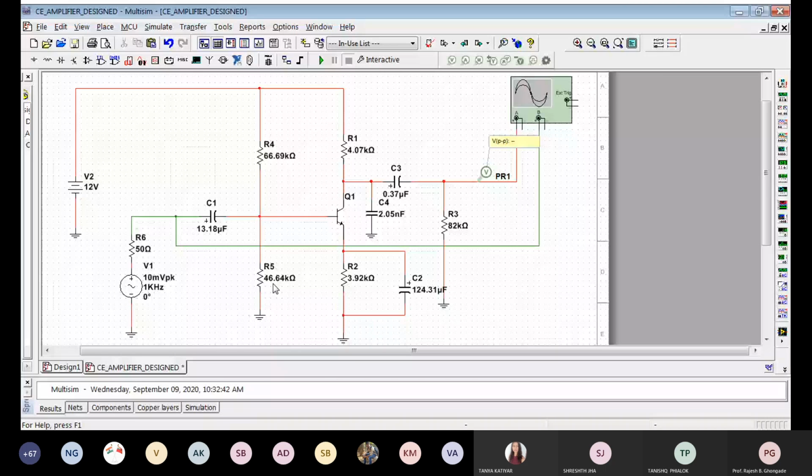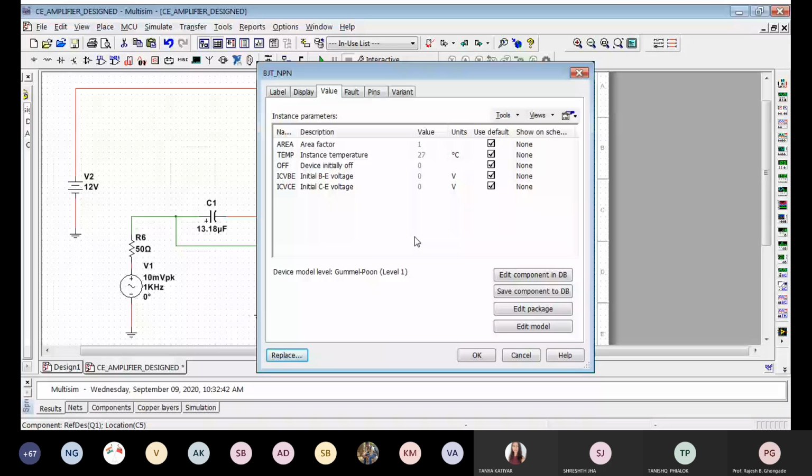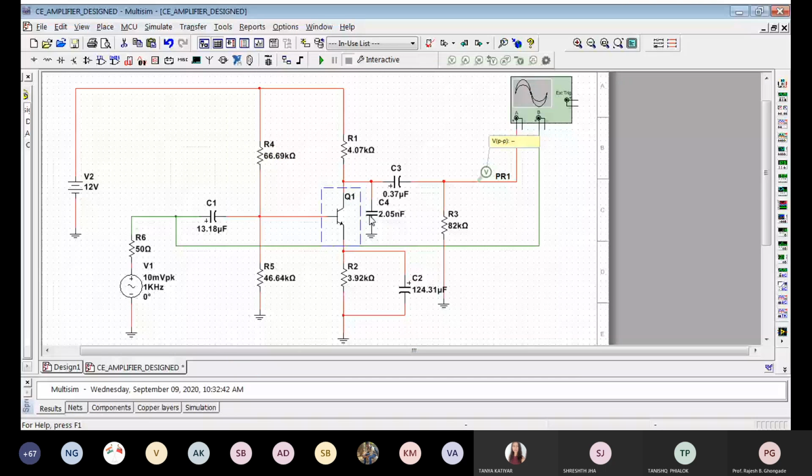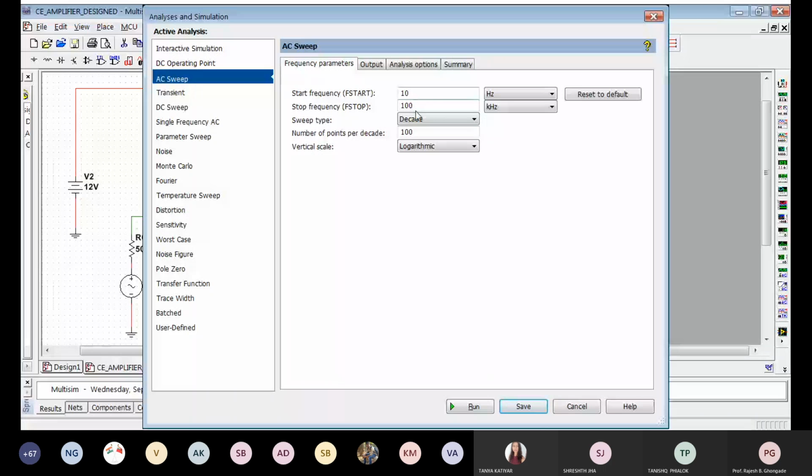The transistor which I am selecting is a virtual transistor. You can see here the beta is 100. All right. Let us see the frequency response. So going into the interactive mode, to go for AC sweep, start frequency 10 Hertz, stop frequency 100 kilohertz, number of points per decade I will increase to 1000.